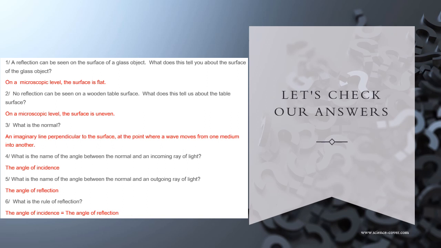Question 3. What is the normal? This is an imaginary line perpendicular to the surface at the point where a wave moves from one medium into another. Question 4. What is the name of the angle between the normal and the incoming ray? This is the angle of incidence. What is the name of the angle between the normal and the outgoing ray? This is the angle of reflection. What is the rule of reflection? That is that the angle of incidence must be equal to the angle of reflection.